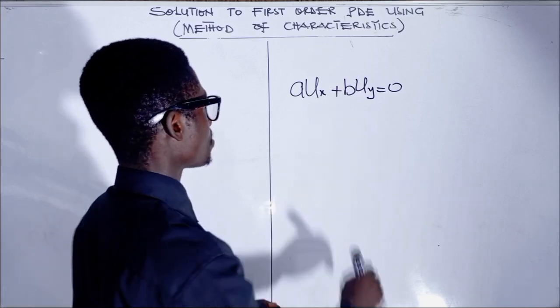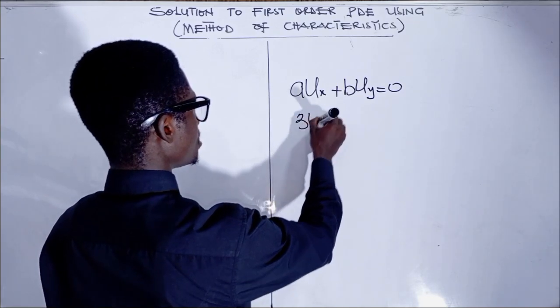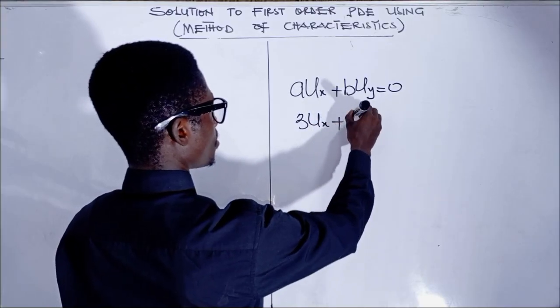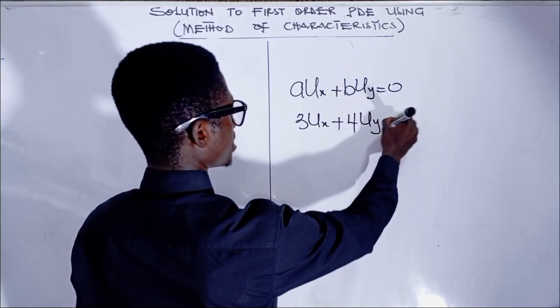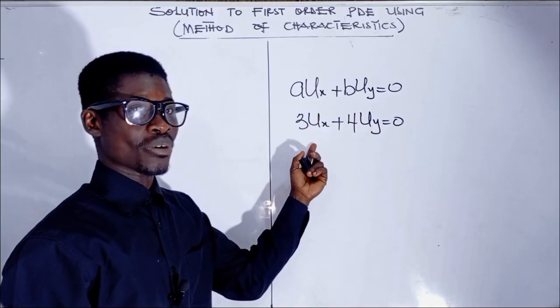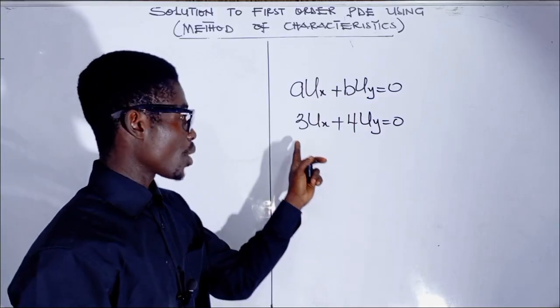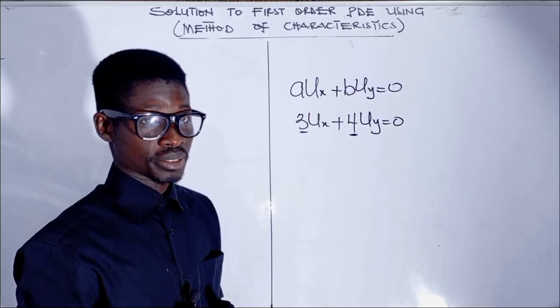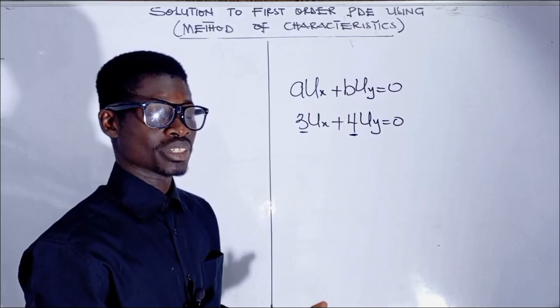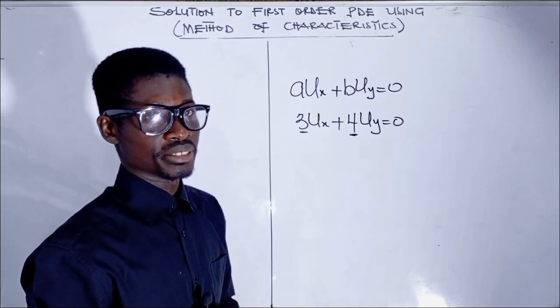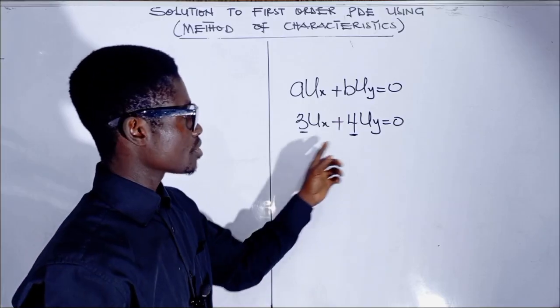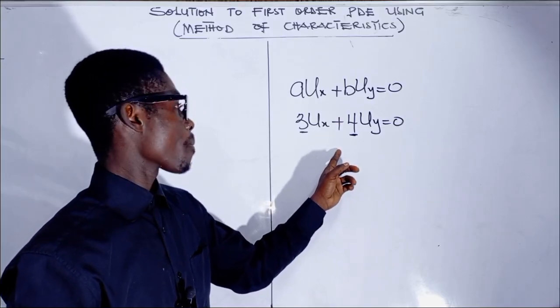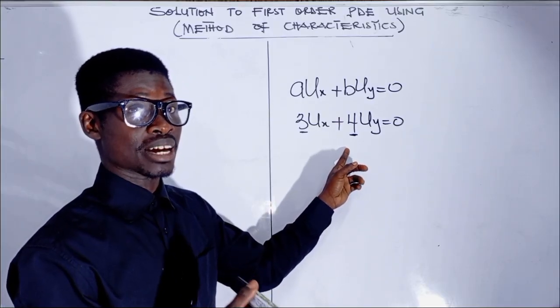So we looked at an example of this form: 3ux plus 4uy is equal to 0. So these are first order linear homogeneous PDE with constant coefficient. The coefficients are constant. If that happens, then we can make use of what? The directional derivative. Now what if these coefficients are no longer constant but rather variables?